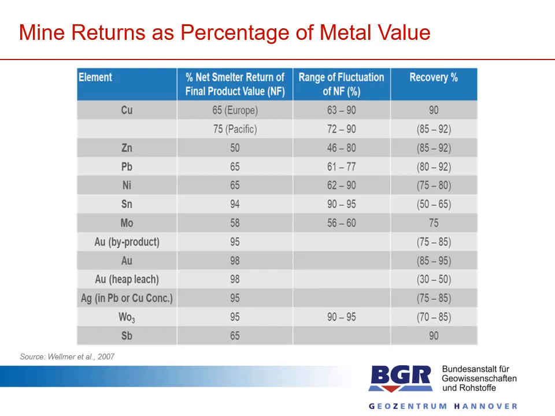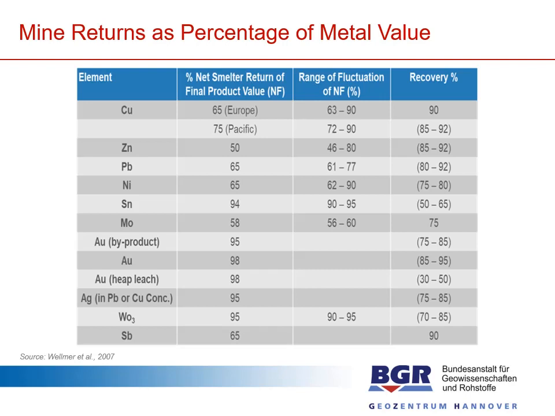If you have a low metal price, like $1.20, $1.50 per pound of copper, the smelter return will only be 63% or 65%. But if you have a high metal value, like $3 per pound of copper, you will have a far higher smelter return of around 90%. And this is the same for copper, for zinc, for lead, for nickel. For tin, it should be even higher because the metal value is higher. That is also reflected here in a higher net smelter return given and a shorter range of fluctuation.